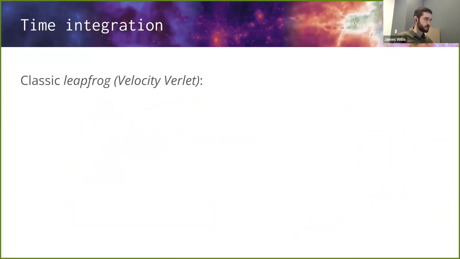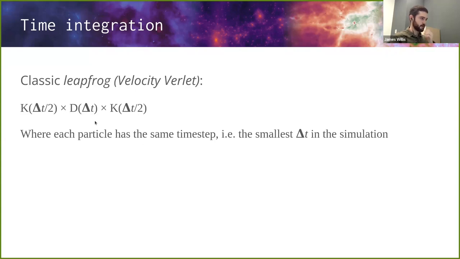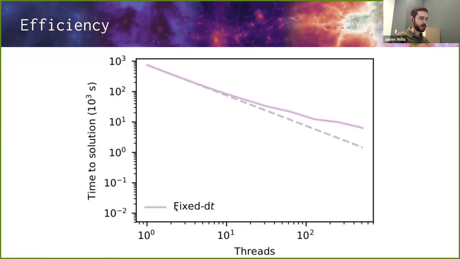The classic way to do this is to use the leapfrog algorithm or velocity Verlet, which is to kick the particle with half the time step, then drift the particle. This is moving the particle fully for a given time step, and then kick the velocity again. So you have a full time step there. This is based on every particle having the same time step, which is the smallest time step in the whole simulation. So we're even moving the particles in the sparse regions, where not much is happening, at the same granularity as the dense regions. This is the time resolution we get. We have the fixed dt, so all particles have the same time step.